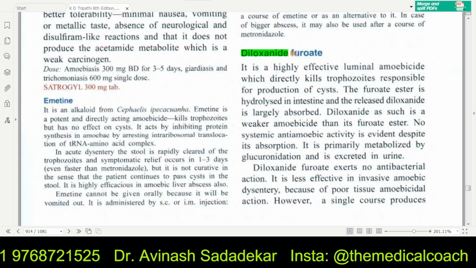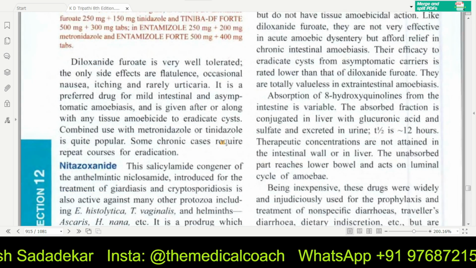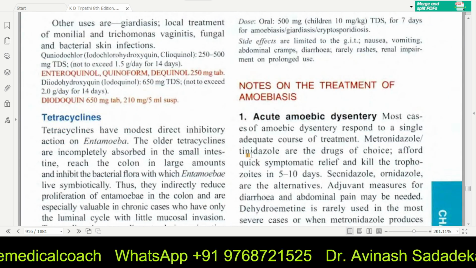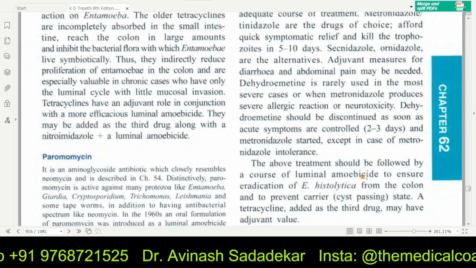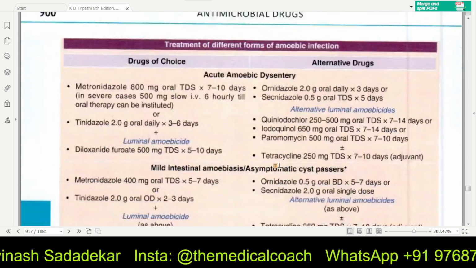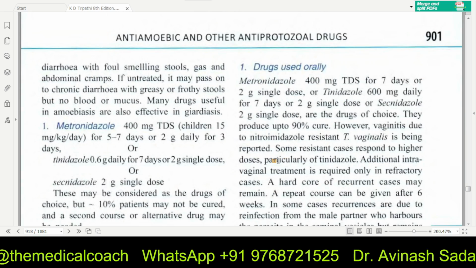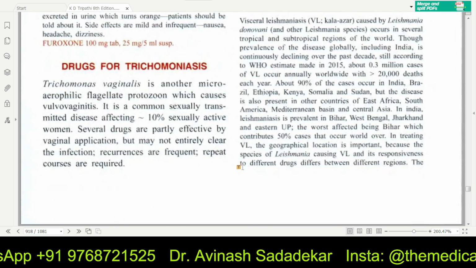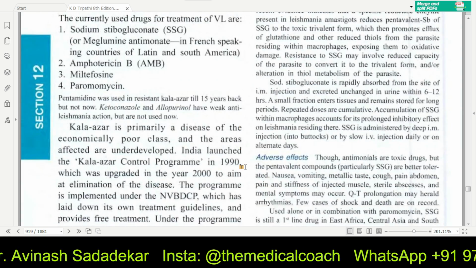If you do have time, have a look at diloxanide furoate. Again, we are not going to use this much in your clinical practice, so not really that important. And the notes on treatment of amoebiasis, have a look at it. It will be helpful for your clinical practice, but it is never going to come in your theory exam, so you can easily skip that part. Now, in this book, they have given you drugs for giardiasis, which is basically the same set of drugs that we studied right now. And drugs for leishmaniasis and Trichomonas vaginalis are also being given. You don't have to do any of that.